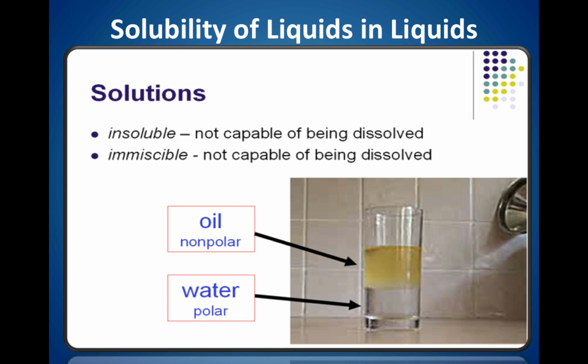On the other hand, you know that oil and water do not mix. If two liquids are not capable of being dissolved in one another, we say that those liquids are immiscible. Oil and water do not mix because their molecules are different. Oil is a nonpolar liquid. Water is a polar liquid. Nonpolars do not dissolve in polars. Polars do not dissolve in nonpolars.